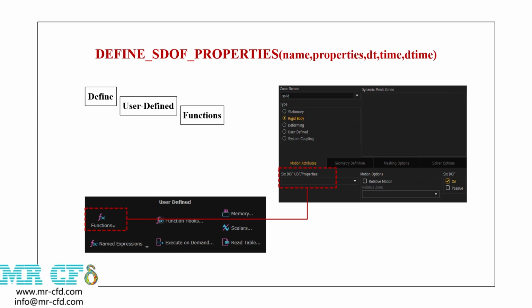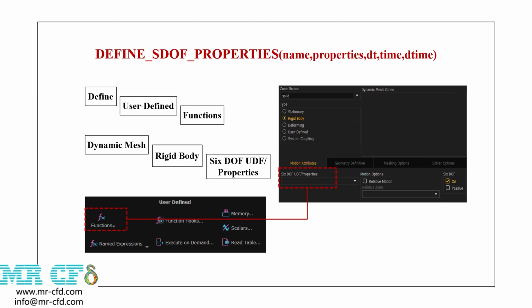Now, go to the dynamic mesh settings section to activate the dynamic mesh model. Since you intend to define a motion based on the degree of freedom, activate the 6DOF solver mode. Then go to the dynamic mesh zone settings section and after selecting the desired boundary, activate the rigid body option so that you can define the movement of the desired boundary as a rigid body. Now, in the motion attributes header, go to the 6DOF UDF properties section. Finally, select and activate the called UDF function.